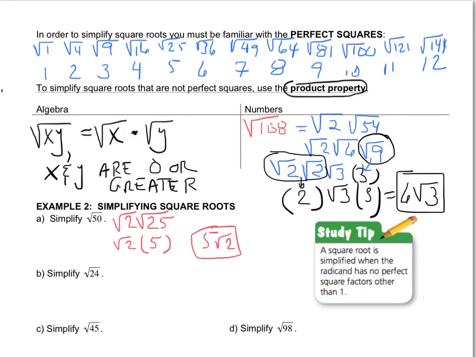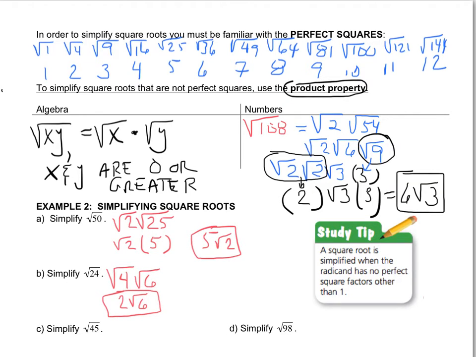Number 24. Again, there's really no right way to do this, but again, if I'm looking for perfect squares, I see the number 4. The square root of 4 is 2, and then the square root of 6 can't go any further, so it stays as 2 square roots of 6.